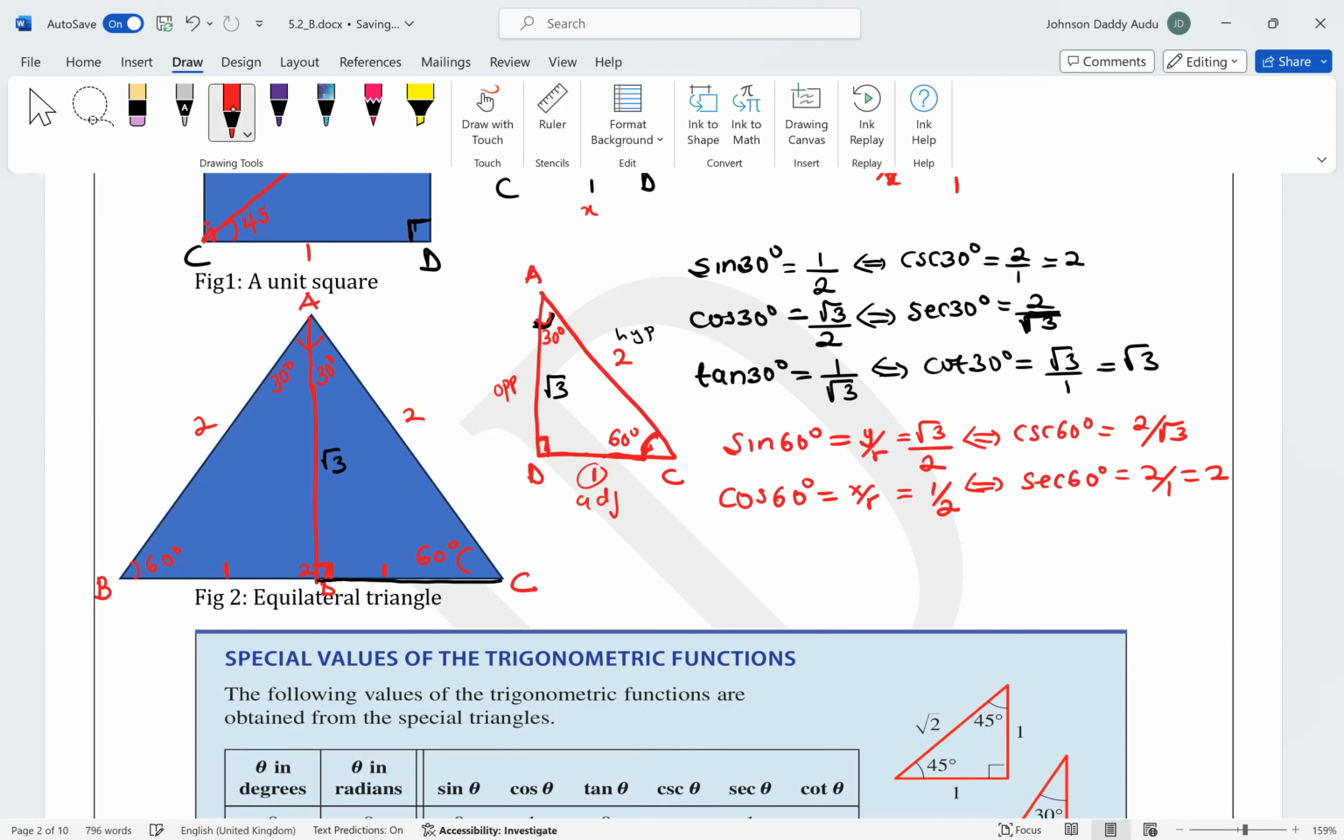All right. So what else here is tan 60? Tan 60 is what? Is opposite, which is like y over x. Our opposite now is root 3. So you have root 3 over adjacent 1. And that means that cotan 60 is just going to be 1 over root of 3.